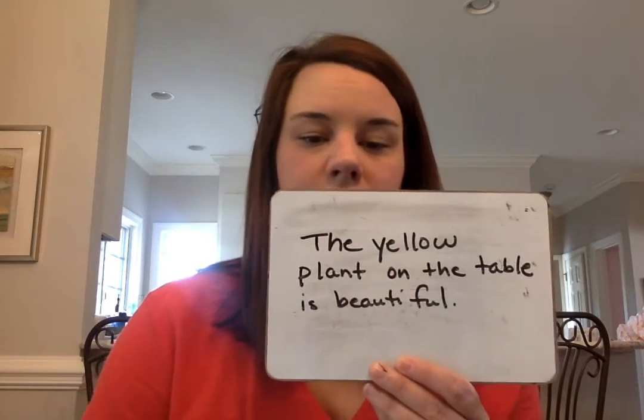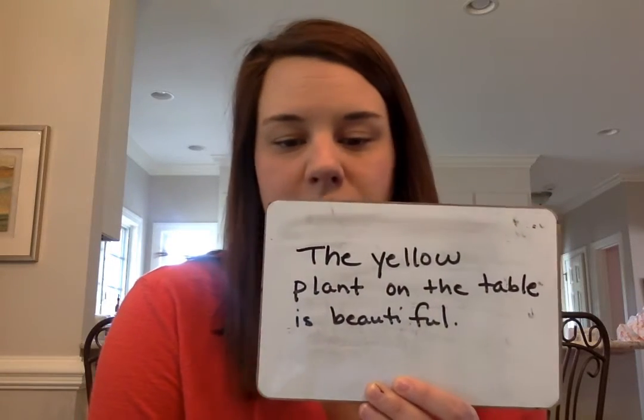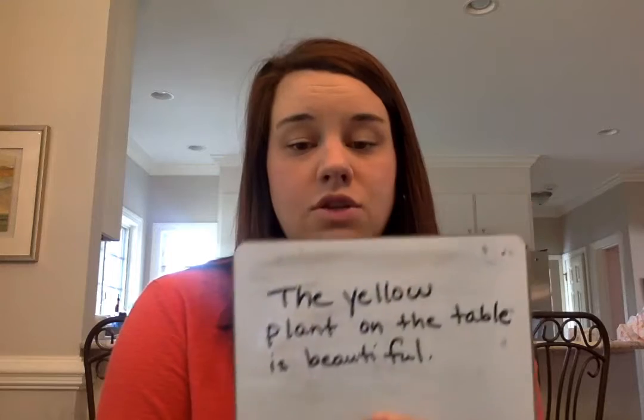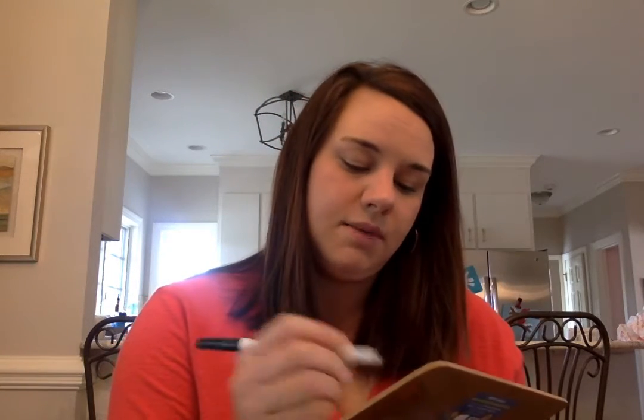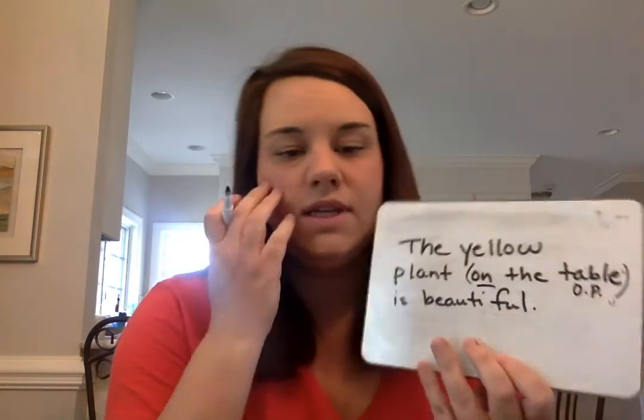Okay, there's a prepositional phrase in here. You have to pick out what it is first. The yellow plant on the table is beautiful. The prepositional phrase would be on the table. On is the preposition and table is the OP.